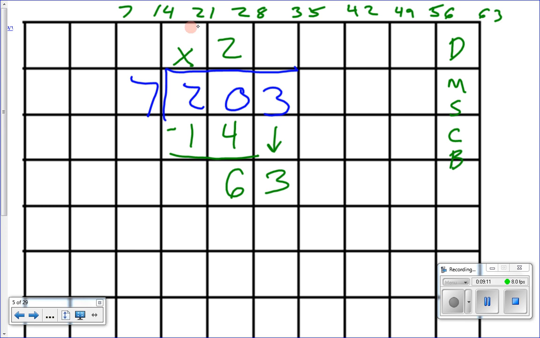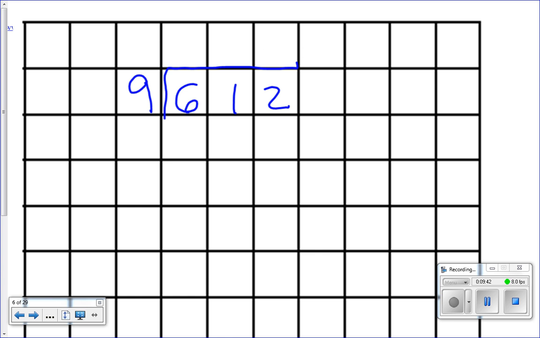So 1, 2, 3, 4, 5, 6, 7, 8, and 9. 9 times 7 is 63. Subtract 0. So we have a remainder of 0. So you could say 203 divided by 7 is 29. I'm going pretty fast at this point. Don't be afraid to pause.